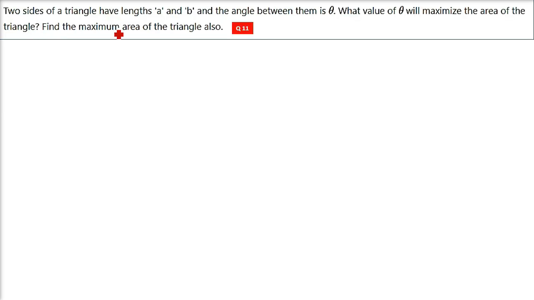Next is: two sides of a triangle have lengths A and B and the angle between them is theta. So we have a triangle. You can make any triangle because there is no 90 degree, there is no equilateral triangle, there is no isosceles triangle. It's simply two sides A and B we have to take. And the angle between them is theta. What value of theta will maximize the area of the triangle?